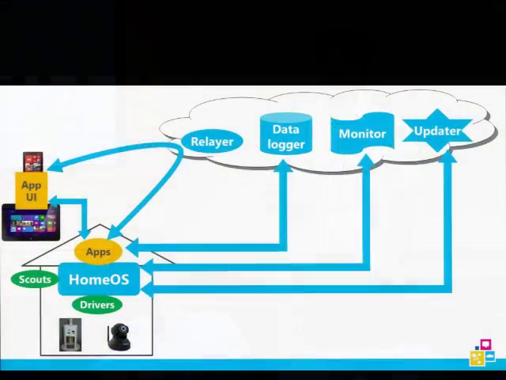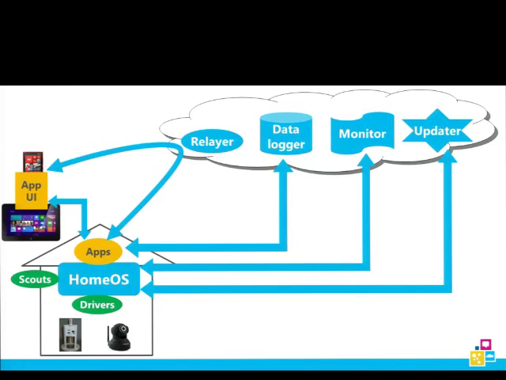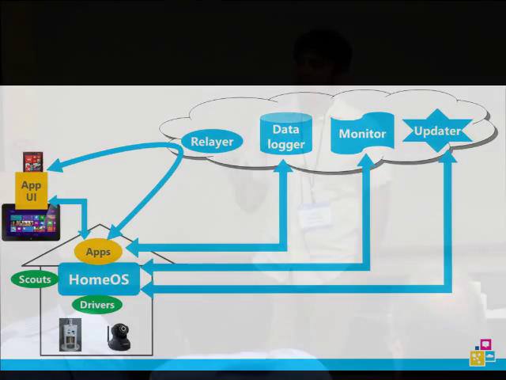So going on, where does the cloud come in? I think HomeOS and the cloud integrate in four key ways. One is what we call the updater. This is a service running in the cloud through which, by interacting with it, you can update all aspects of your experiment.